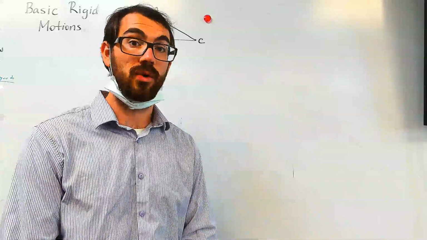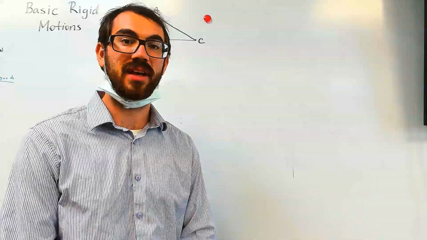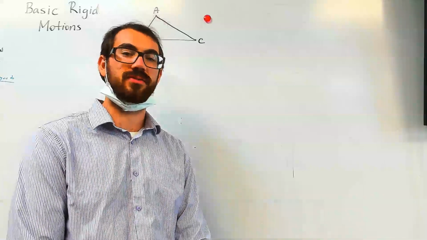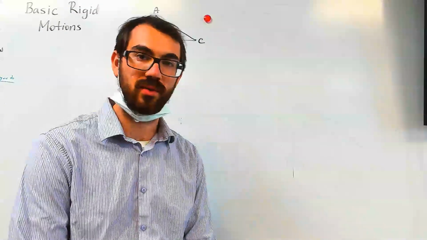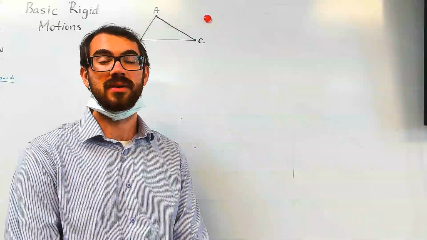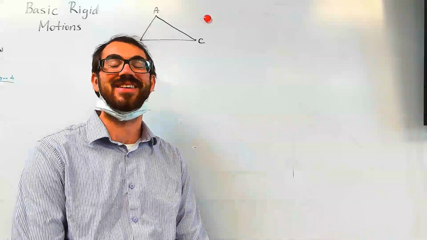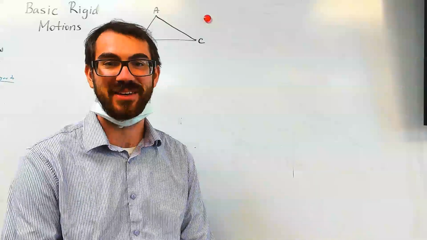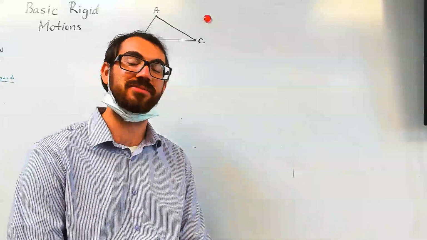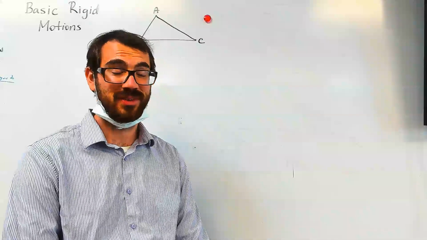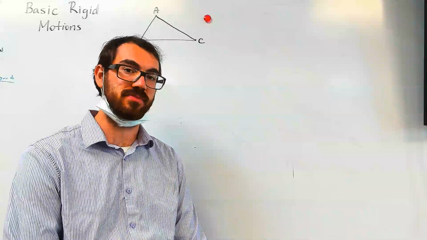We could do that with a lot of detail, and we could get the exact pinpoint of where we want it. You ever had a friend that didn't know where something went or didn't know where something was? Now you can direct them using basic rigid motions and let them know exactly where you want them to be to find the object that you want them to find. So, let's check out some of these basic rigid motions together.